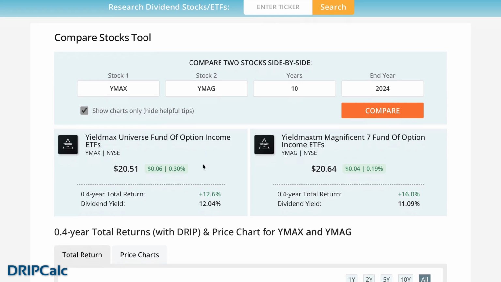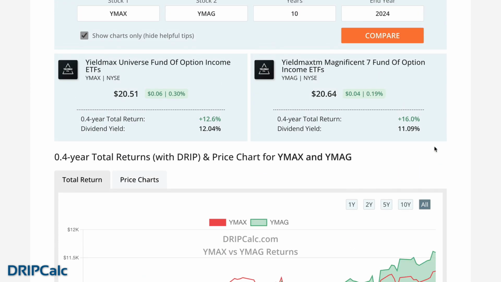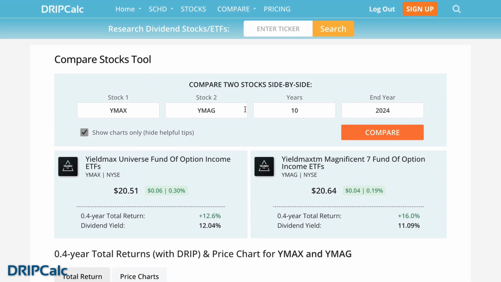Clearly YMAX is more popular than YMAG, but returns on YMAG are actually better, and mostly because of Nvidia. If it wasn't for Nvidia, YMAX would probably perform better, but it is what it is. Nvidia is the GOAT. Yesterday it overtook Apple in market cap, and added 2 Palantirs in one day. That's pretty funny.